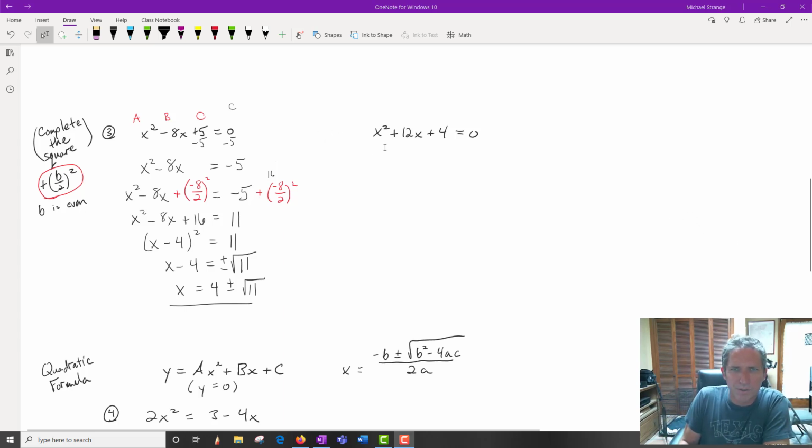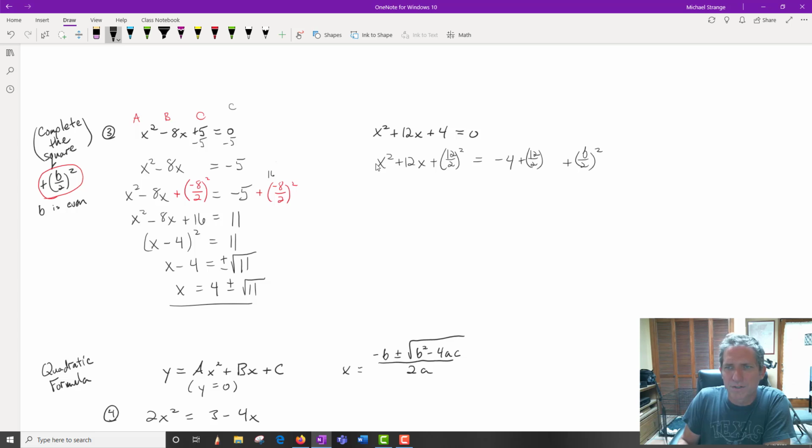Okay, so I'm going to go pretty quickly through this one. Same thing, we're going to move that c over. So we're going to end up with x squared plus 12x equals negative 4. I just moved that over. And then we're going to add on b over 2 squared. So this is going to be plus 12 over 2 squared, and then plus 12 over 2 squared.